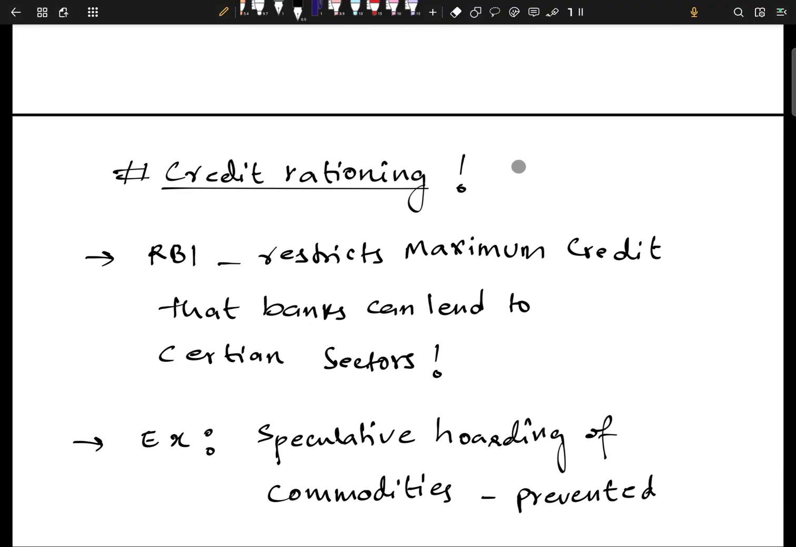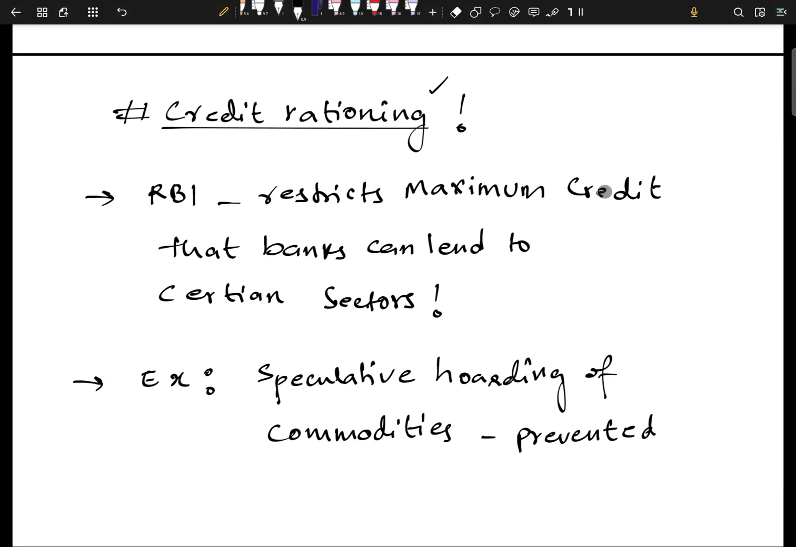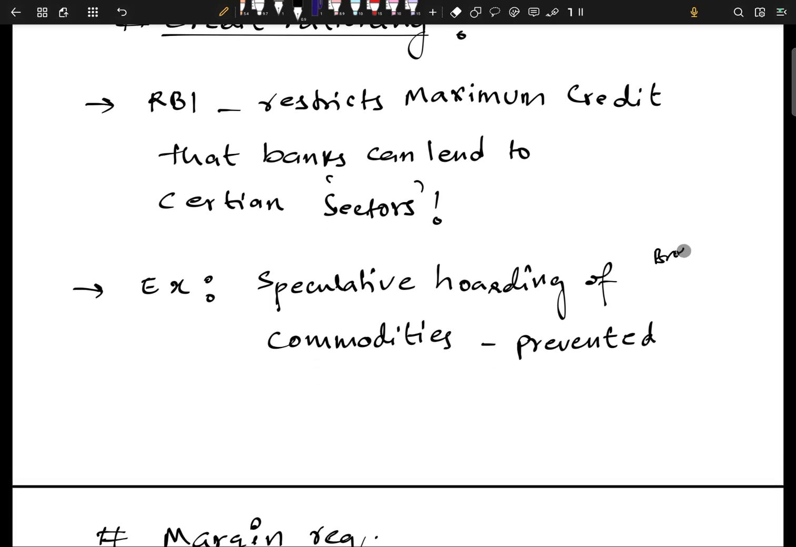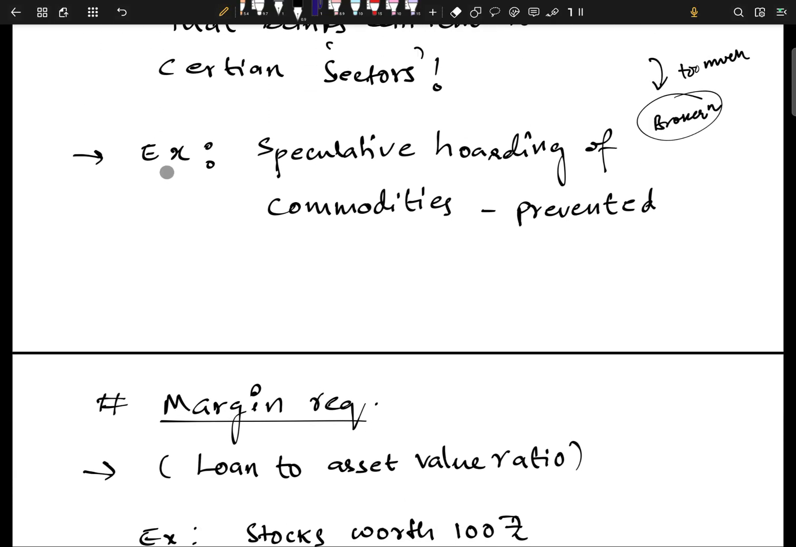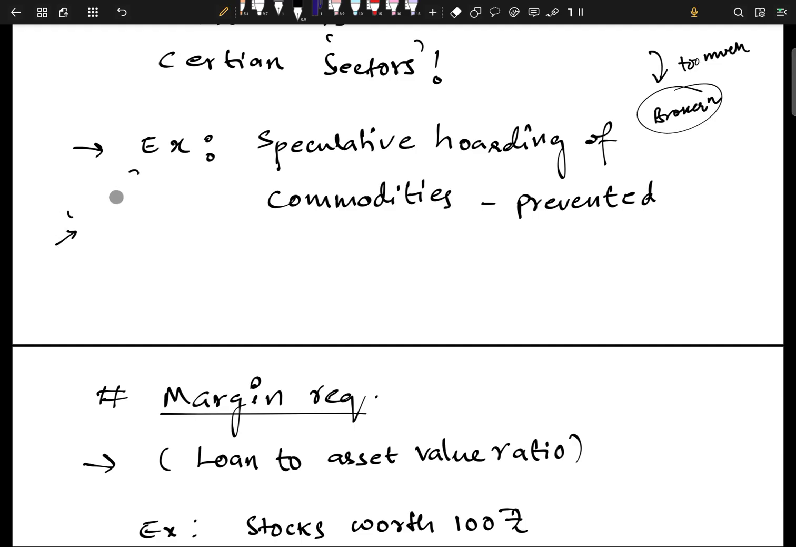The next qualitative monetary tool is credit rationing. That is, RBI restricts the maximum credit that a bank can offer, or the maximum loan that a bank can offer, to certain sectors. For example, a broker in an agriculture mandi, or a person who will buy too many onions. For example, what happens is if the banks give a loan to a broker of an agriculture mandi, what he does is he buys or hoards. What is hoarding? Buys excessive amounts of onions and stores them in cold storage.